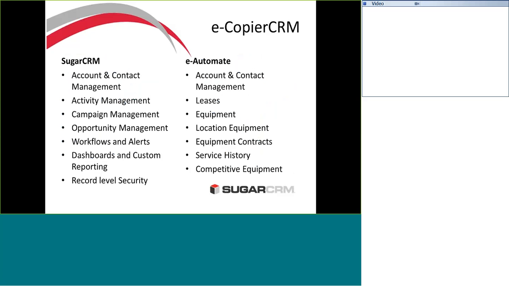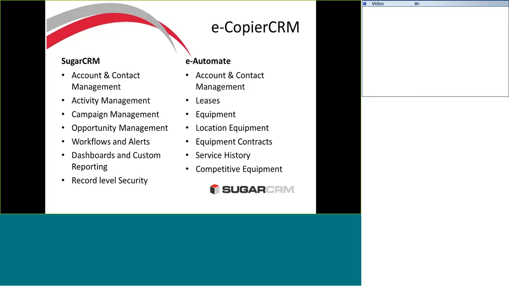Some of the features of eCopier CRM. From the SugarCRM side, account management and contact management, activity management, campaign management. Campaign management is the ability to send out blast emails to your leads or to your customers and being able to track those emails, those campaign emails inside of SugarCRM.